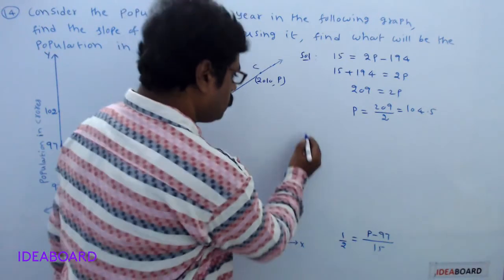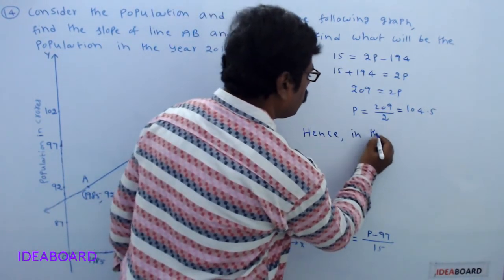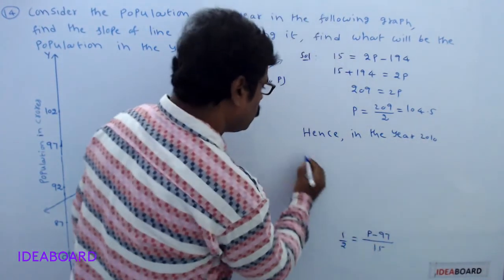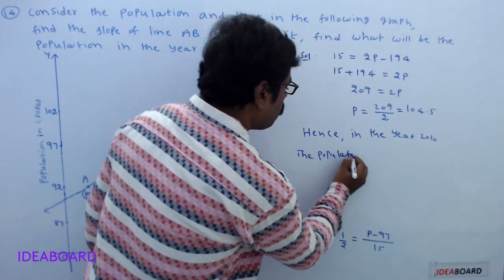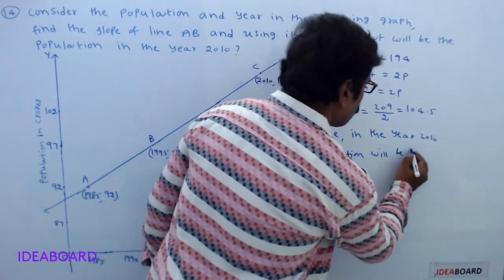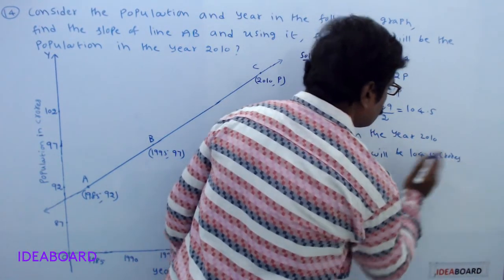Write down the conclusion. Hence, in the year 2010, the population will be 104.5 crores. That's it.